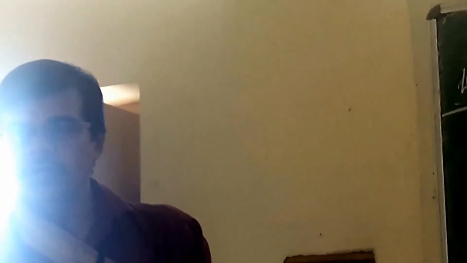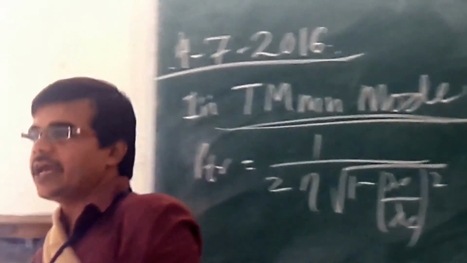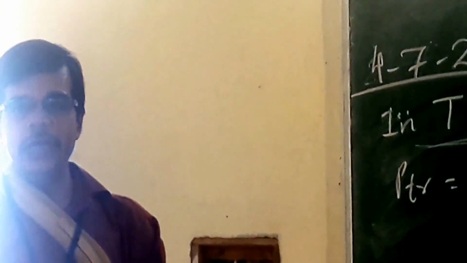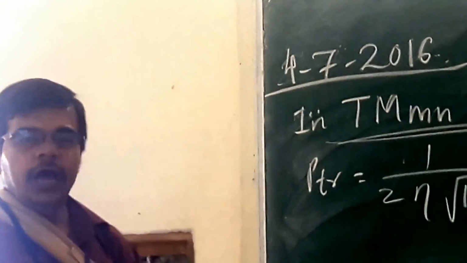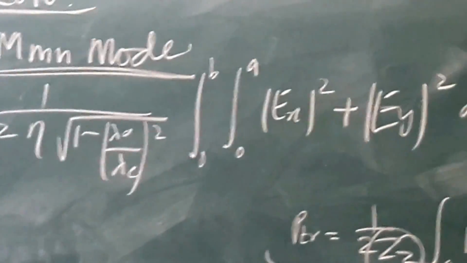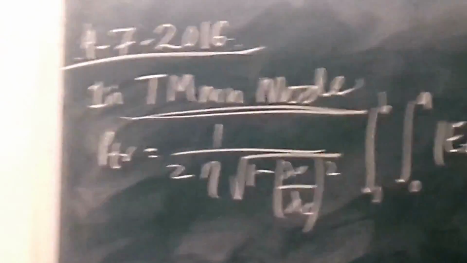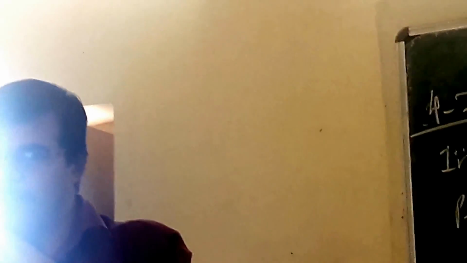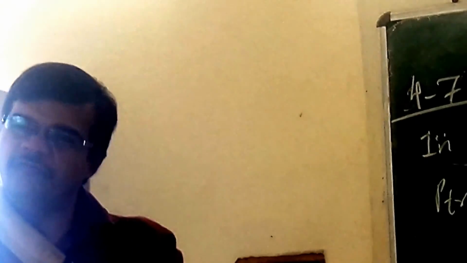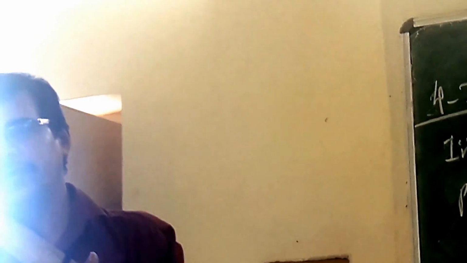Now the rectangular waveguide has physical dimensions A and B, and we are assuming that we are going for the transverse magnetic MN mode. In case of the transverse magnetic MN mode, your transmitted power will be this one. So we have calculated the transmitted power for the transverse magnetic MN mode when we know just one parameter, that is the electric field component. If we know it, we can calculate the transmitted power.